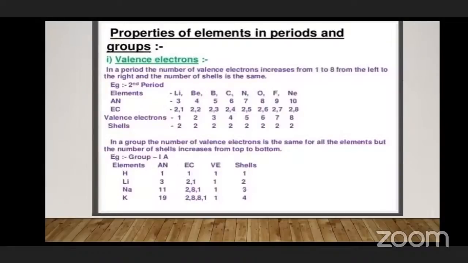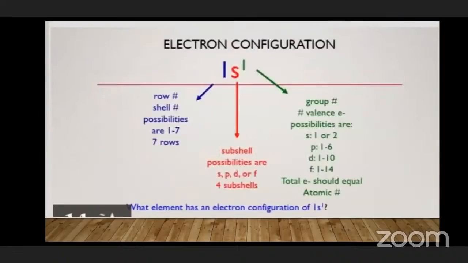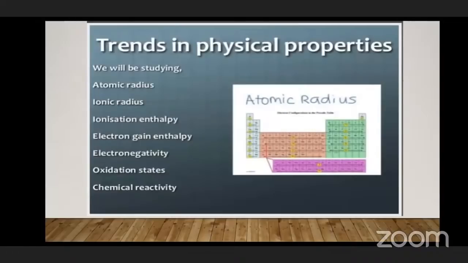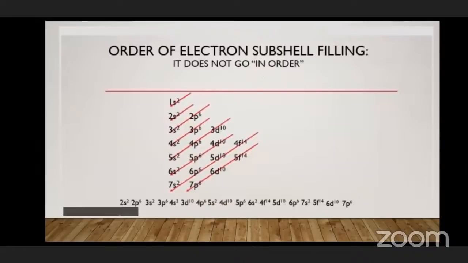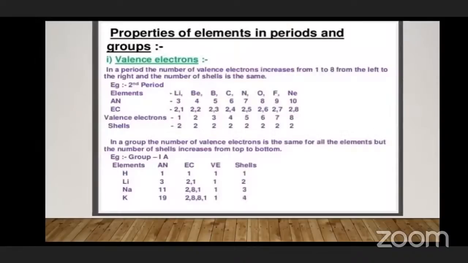Then, after that, the properties of the elements, periods and groups. Already we have seen physical properties, atomic radius, ionic radius, ionization enthalpy. These topics are pending, and now we are going to discuss them. Before that, electronic configuration is completed. Now, valence electrons. What are valence electrons and what is valency? We are now going to see the difference between valence electrons and valency.